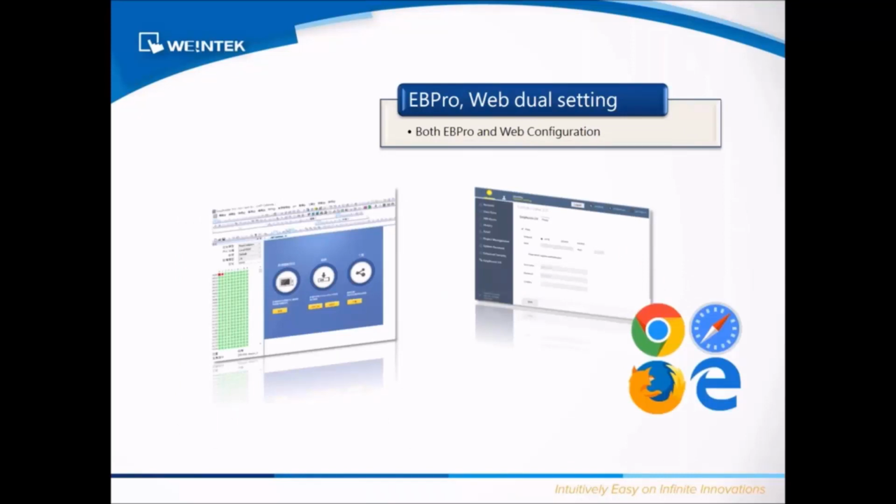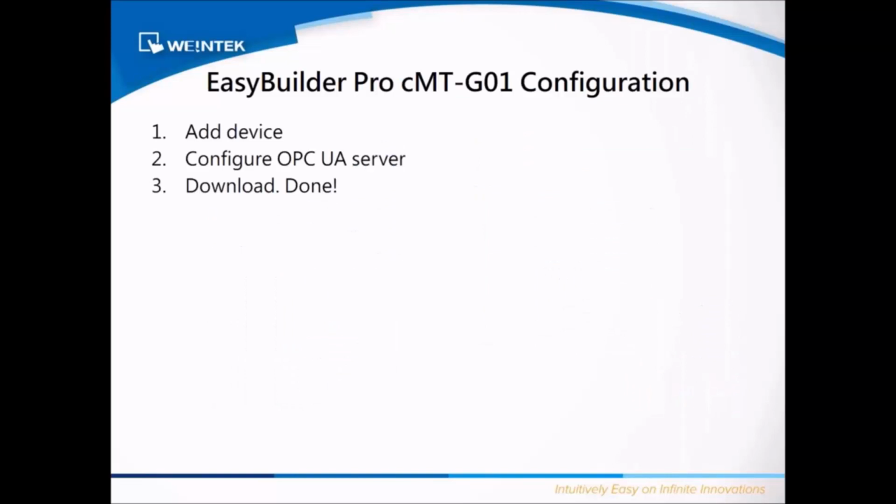All right, so you can use EasyBuilder Pro, and in the future we are going to support web configuration, so you can modify the OPC UA nodes or the tree structure using a web browser without using EasyBuilder Pro, because some customers are not allowed to install any software on their computer. So supporting web configuration is a very nice feature for the cMT-G01.